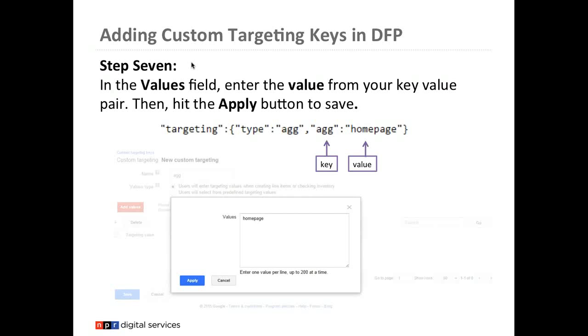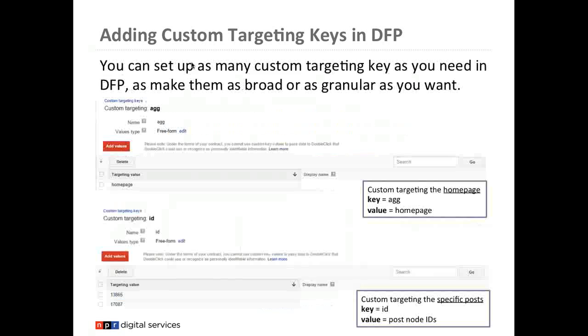Before you can target anything, you have to enter these key value pairs into DFP. So you want to click on New Key, and that's going to bring you to a screen where you can enter in your key value pair. In the name field, you want to enter your key. That's the first part of the pair. And then you want to select Add Values, and that's where you're going to enter your value.